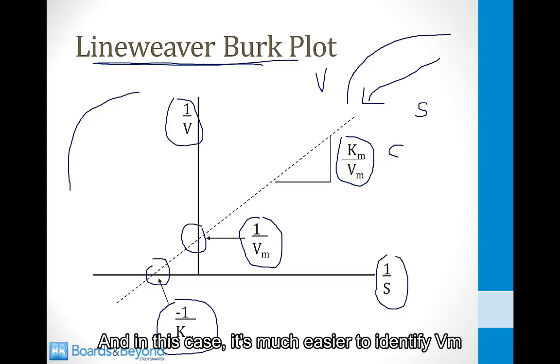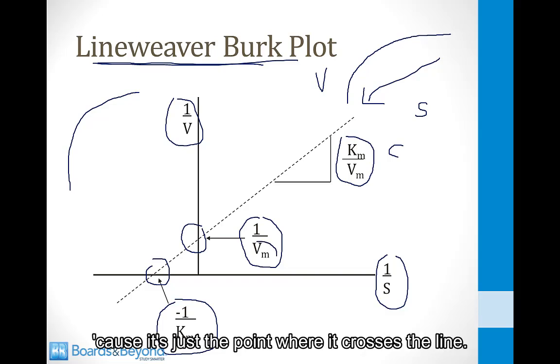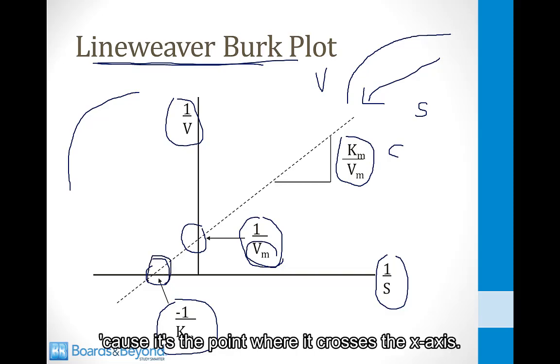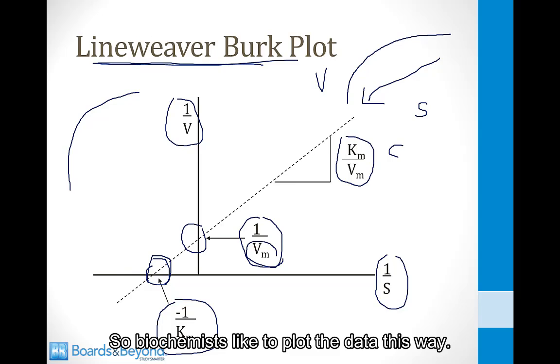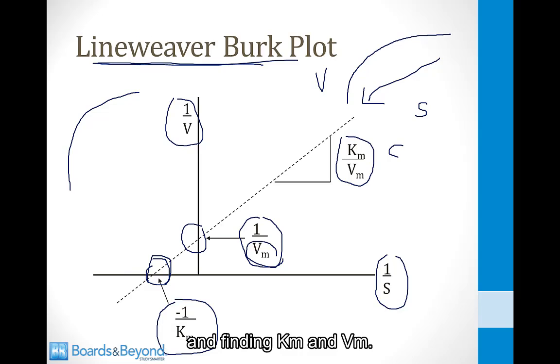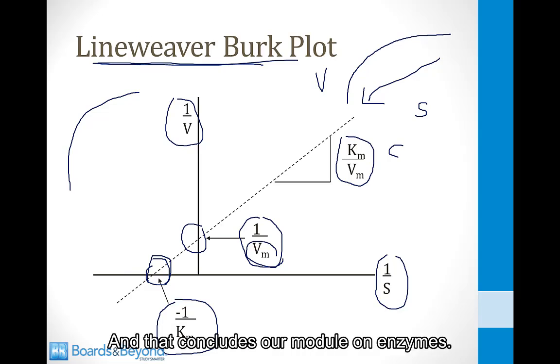And in this case, it's much easier to identify Vmax because it's just the point where it crosses the y-axis. It's easier to identify Km because it's the point where it crosses the x-axis. So biochemists like to plot the data this way. It's just another way of looking at the data and finding Km and Vmax. And that concludes our module on enzymes.